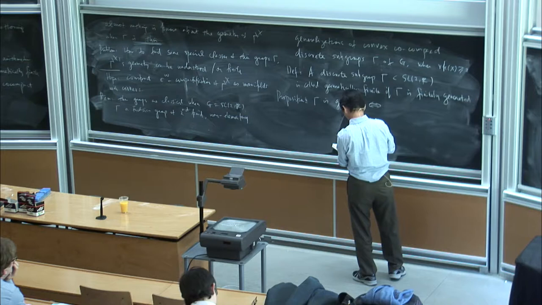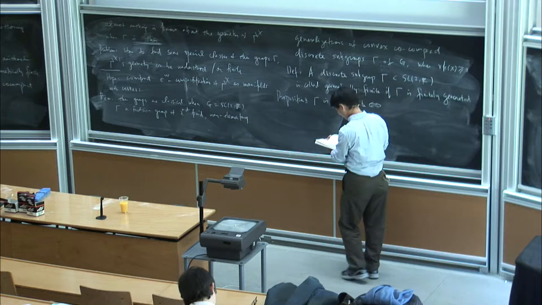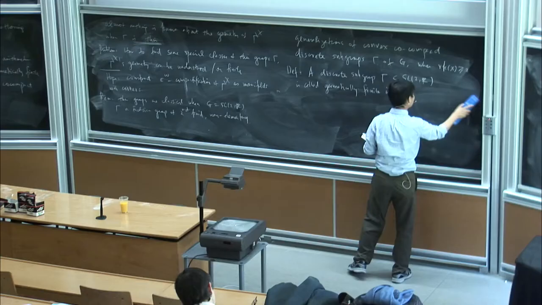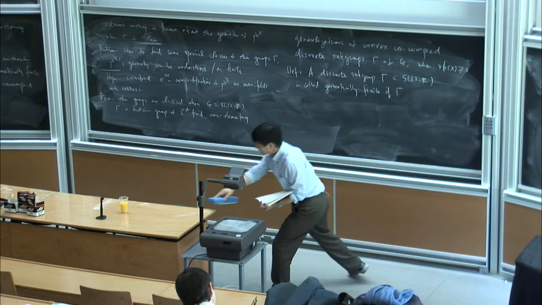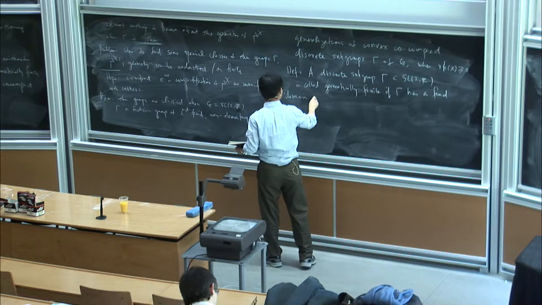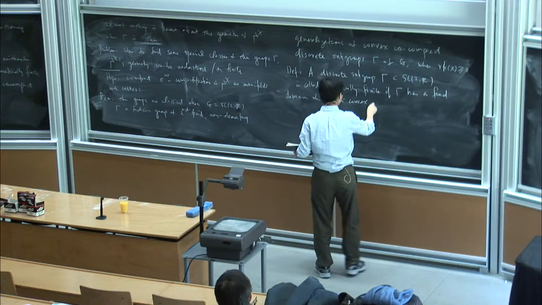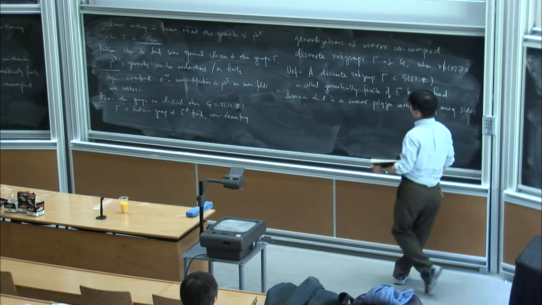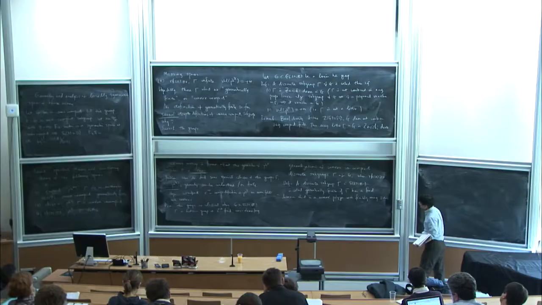Let's see, I messed up. Let me change this. If gamma has a fundamental domain which is a convex polygon with finitely many sides. Yeah, that's better. That sounds more reasonable. So we have a nice fundamental domain.